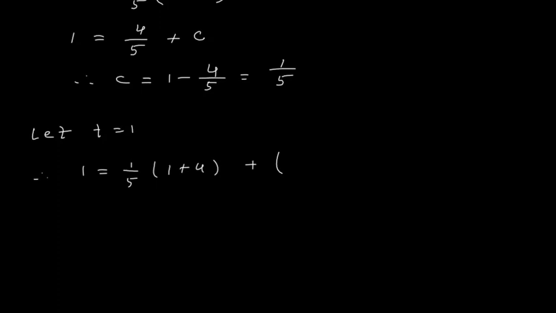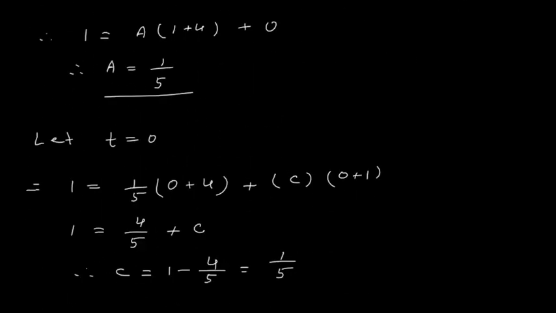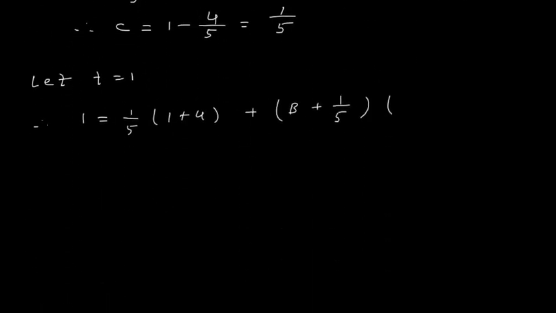So the value of b we don't know. So I will write b into t is 1 plus c. So c is 1 upon 5, and here I have t plus 1. So t plus 1, value of t we have kept 1. So 1 plus 1 I will get 2. So therefore I have 1 equal to 4 upon 5 plus 2b plus 2 upon 5. Now 4 upon 5 plus 2 upon 5 is 6 upon 5.